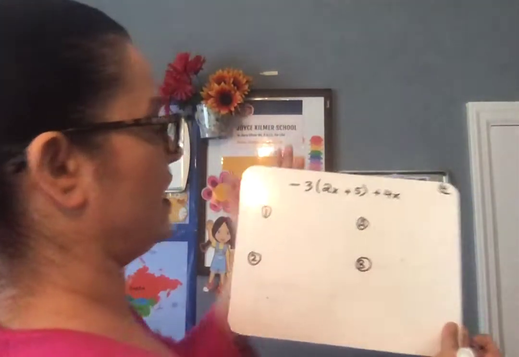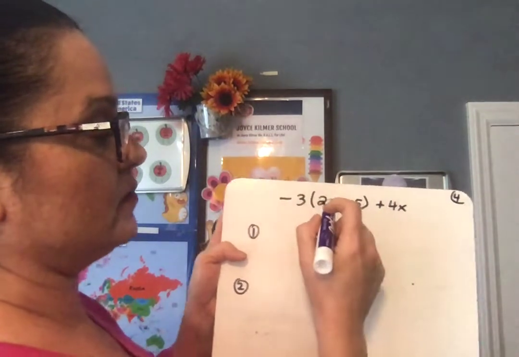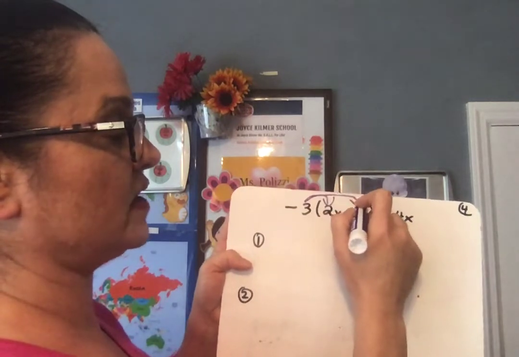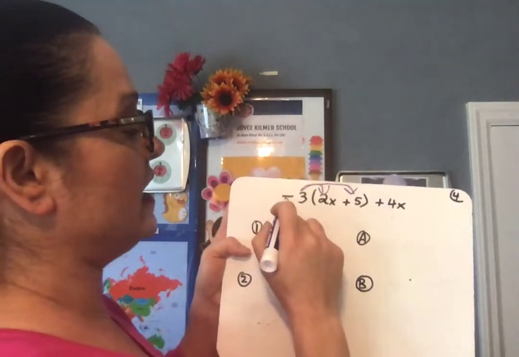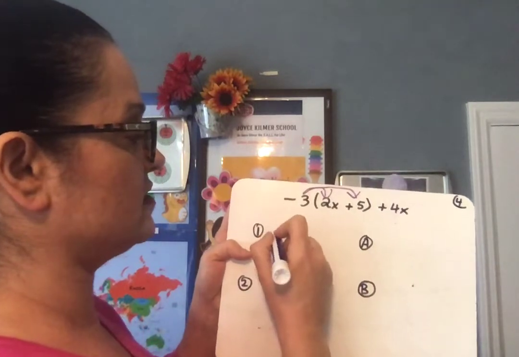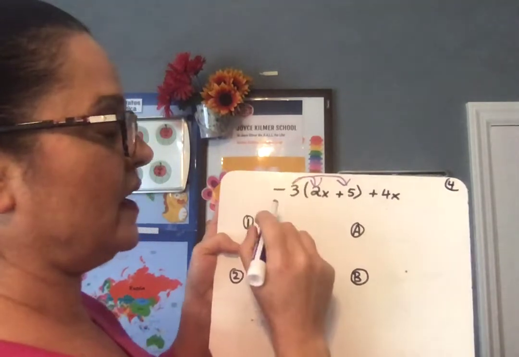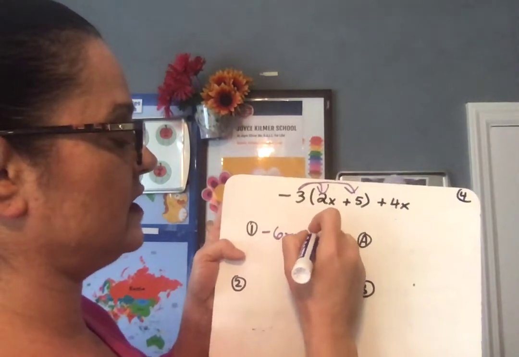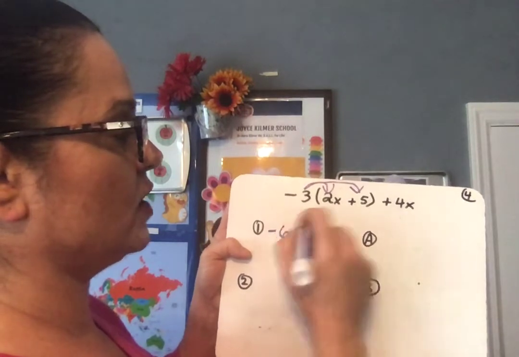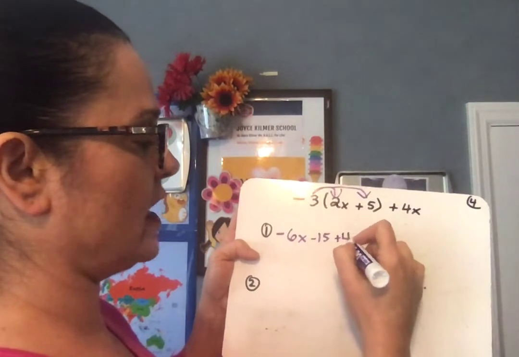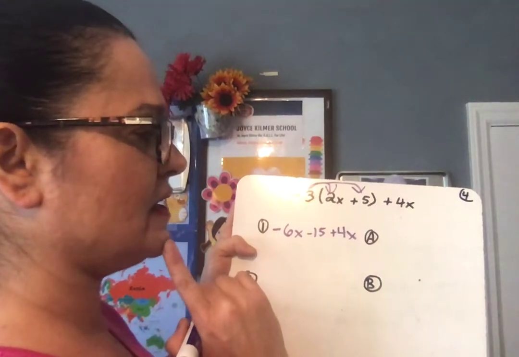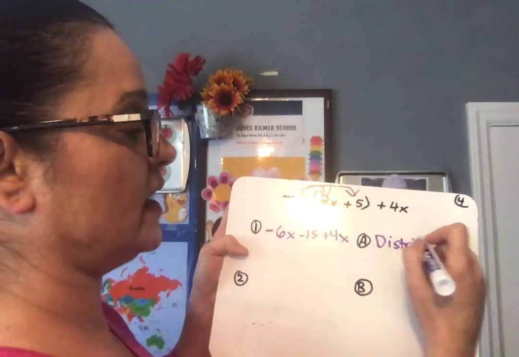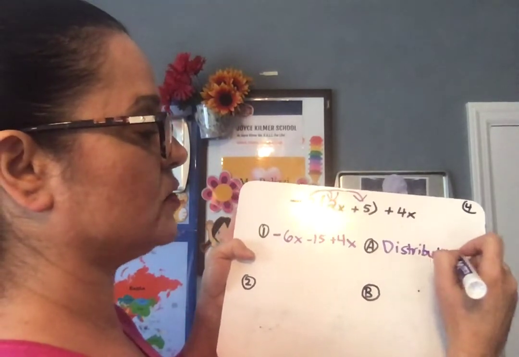So over here we have negative 3 times 2x plus 5 plus 4x. So it's distributive property because I have my parentheses, my small, and my big arrow. Negative 3 times 2x is negative 6x. Big arrow, negative 3 times positive 5 is negative 15. And then I will just go ahead and bring down my 4x. Well, what number property did I use? I used the distributive property. So I would drag that property right next to it.